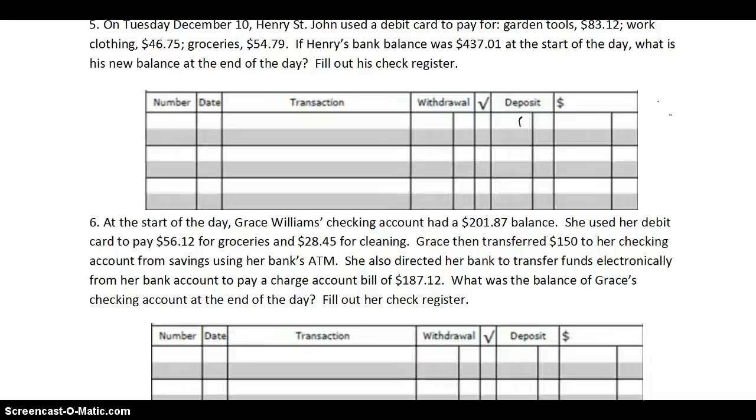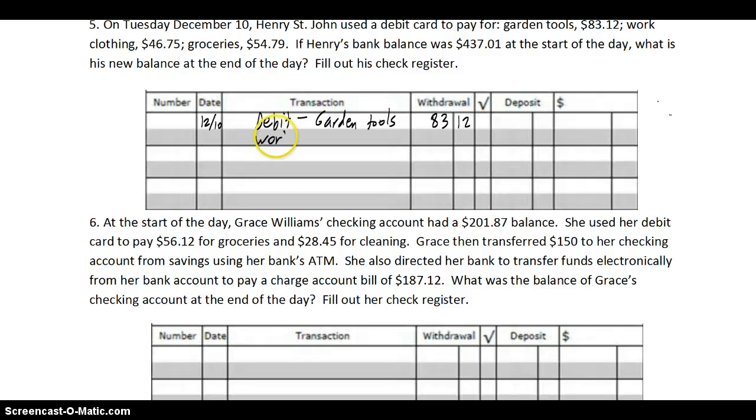On Tuesday, December 10th, Henry St. John used a debit card to pay for garden tools of $83.12. So we can put debit garden tools. And this is December 10th. Obviously he paid for it, so that is not a deposit. That is a withdrawal, right? So we have $83.12.